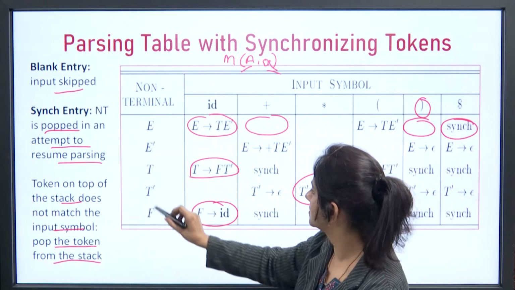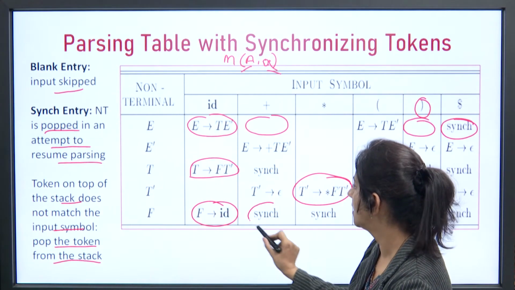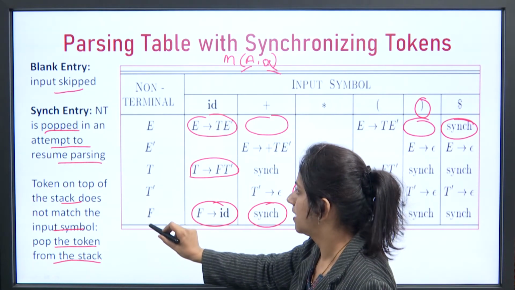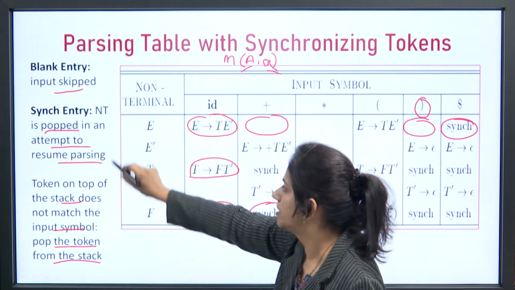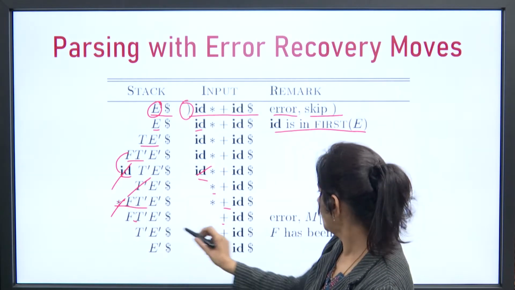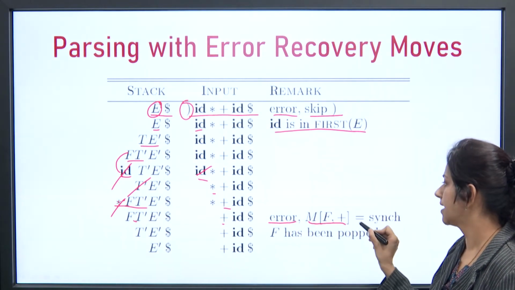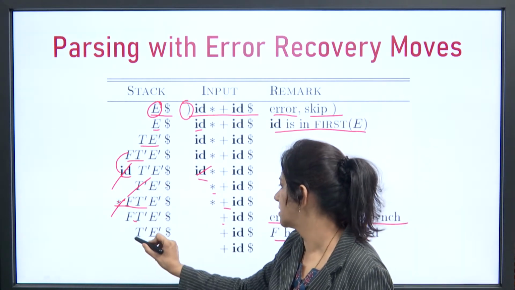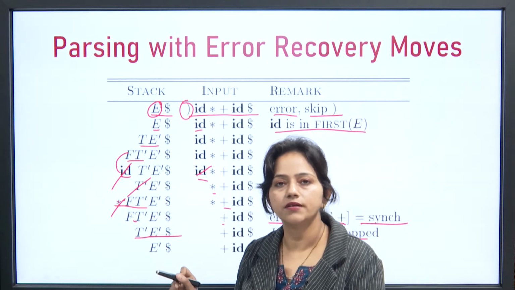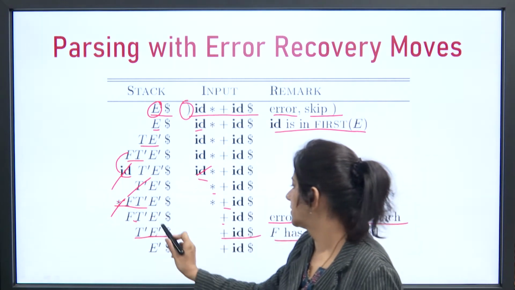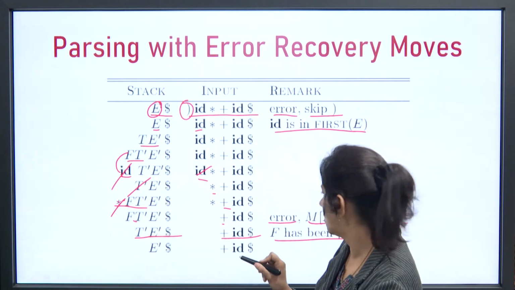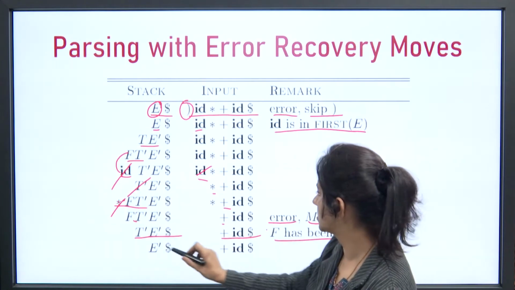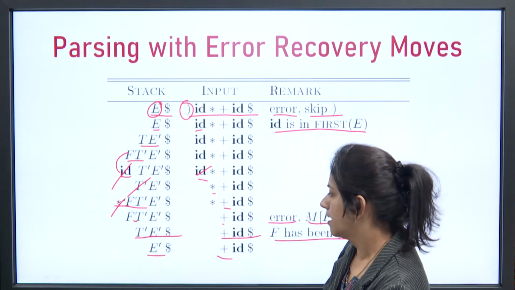Next we have F and plus. So, we will go here, this is F and plus, and this is the synchronization entry. Here we have a non-terminal, so it will be a sync entry, and F will be popped. So, here this is the error with respect to this, and that is sync. So, we will pop F. Now, the remaining grammar symbols on the stack will be T prime and T. Again we will go to T prime and plus. This is T prime to null. So, simply we will pop and we will get E prime and plus over here.